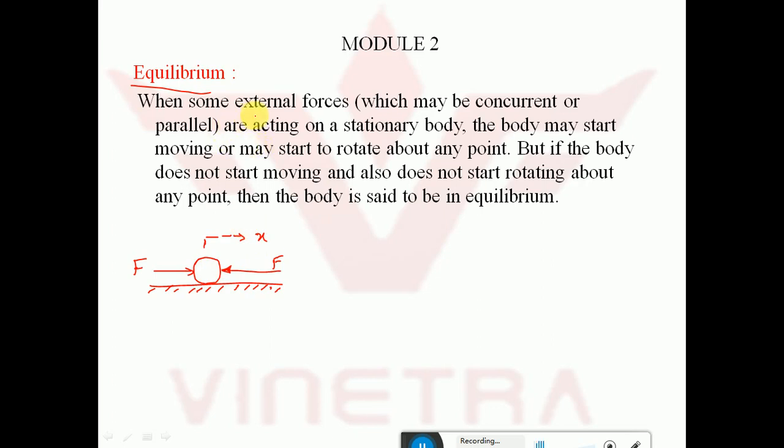So when some external forces are acting on a stationary body, the body may start moving or may start to rotate about any point. But if the body does not start moving and also does not start rotating about any point, then the body is said to be in equilibrium. That is, due to application of these two forces, the body is neither moving nor rotating. So this body is in a static position. Then it is called that the body is in equilibrium, or the particle is in equilibrium.